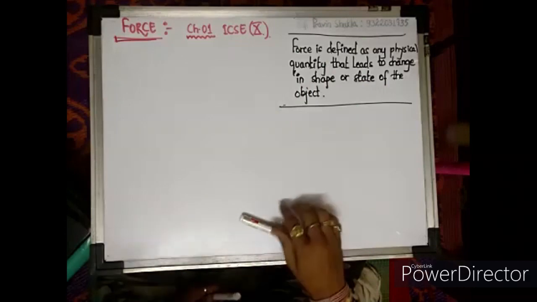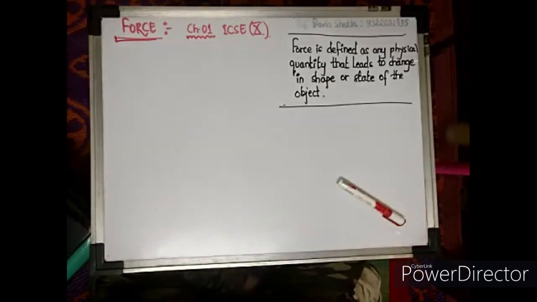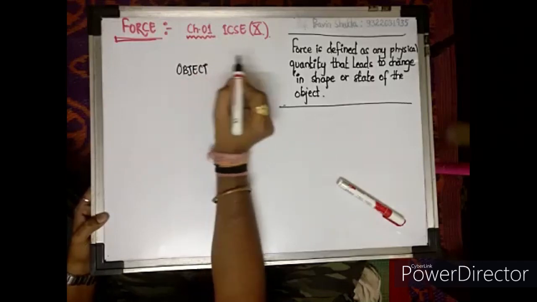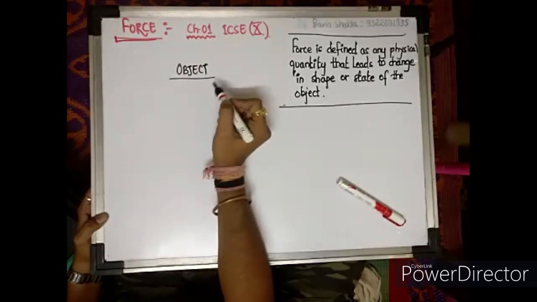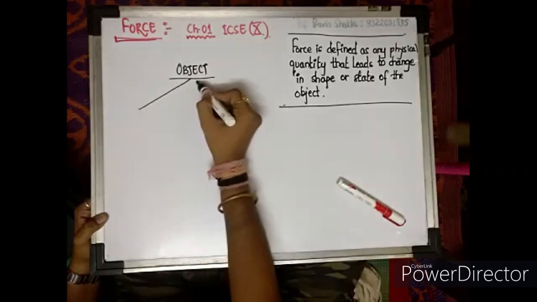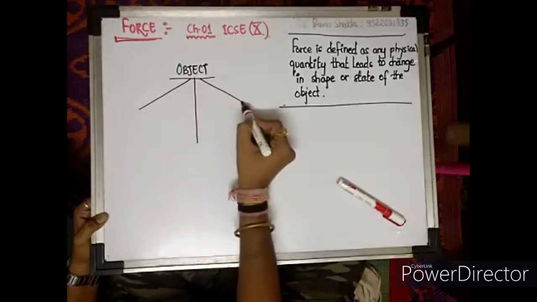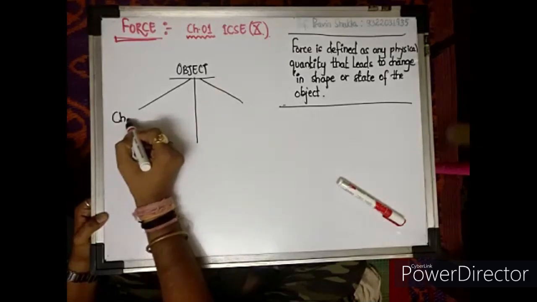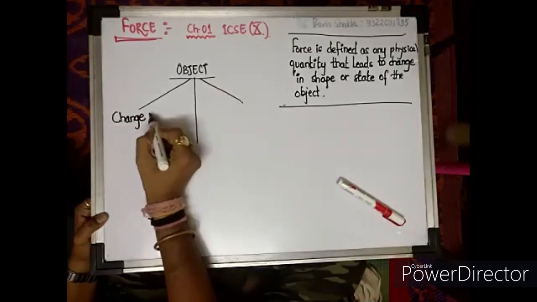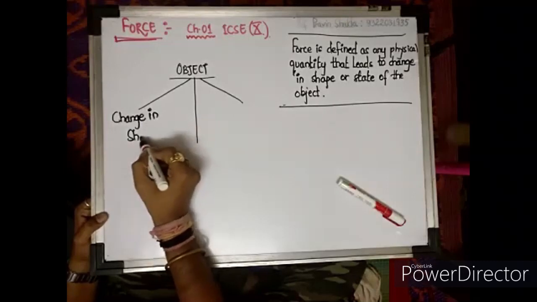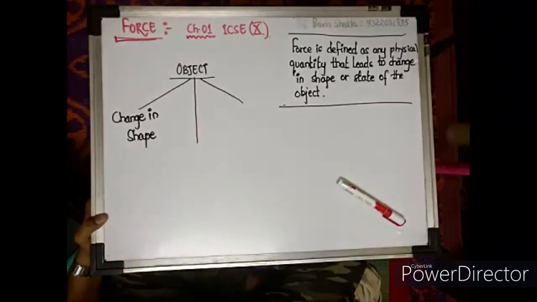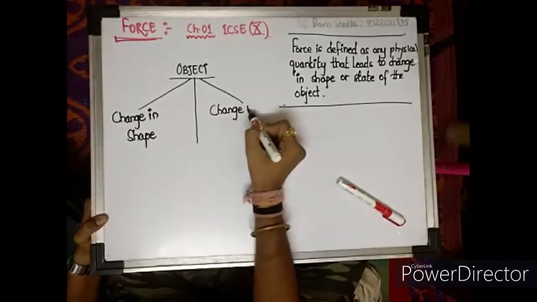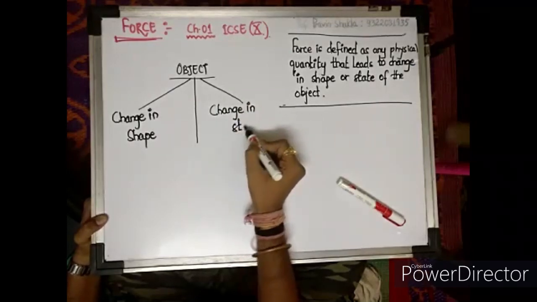Got it? So if suppose I have an object like this, and I apply the force, three things can happen. First, change in shape will happen. Second, change in state can happen.